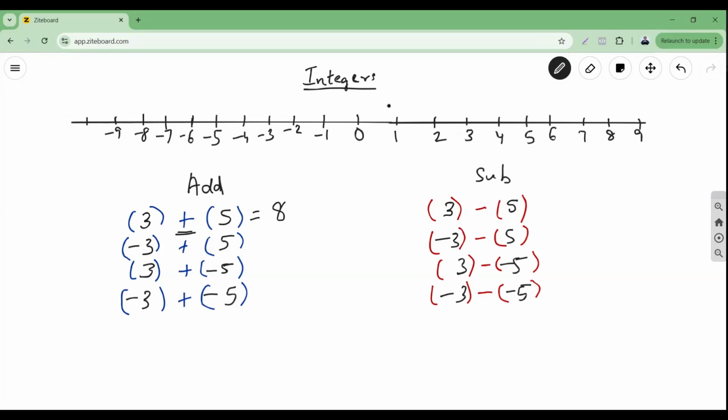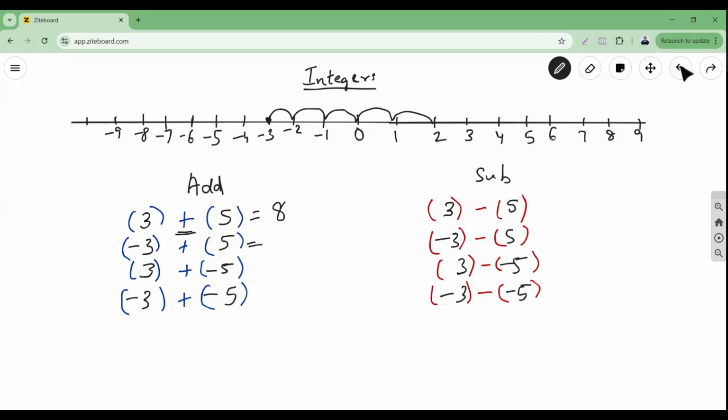Plus means we go to the right side. For 3 plus 5, starting from 3, we went forward to the right side and we got 8. Now, the next question is minus 3 plus 5. That means I start from minus 3. Plus means I go to the right side. So, 1, 2, 3, 4, 5. My answer is 2. Positive 2.